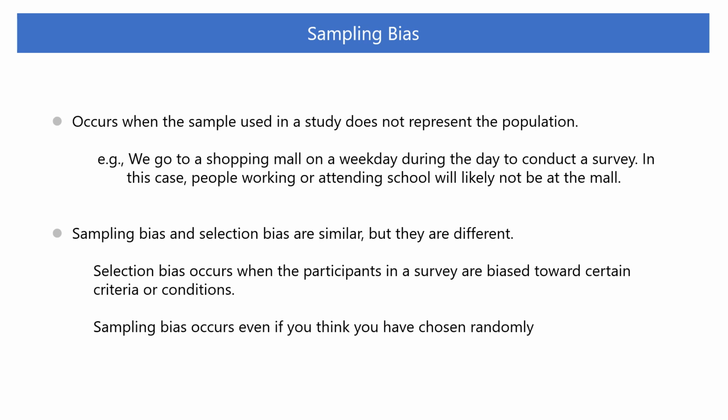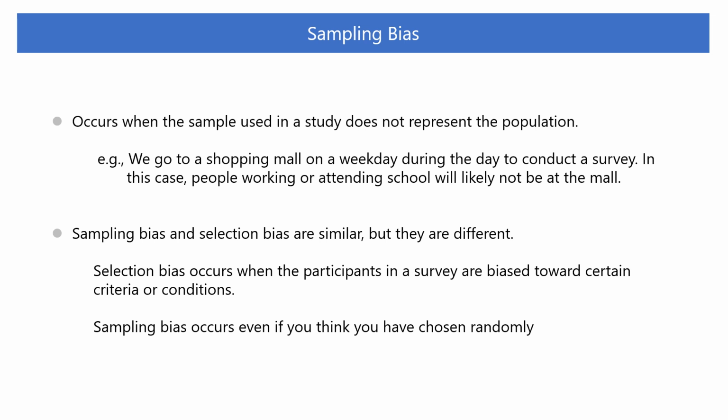For example, imagine we go to a shopping mall on a weekday during the day to conduct a survey. In this case, people working or attending school will likely not be at the mall. So, only a specific group of people, such as housewives and retired persons, will participate in the survey. As a result, the opinions of company employees and students will not be included. So, a biased sample will be obtained that does not reflect the entire population's opinions. This is an example of sampling bias.